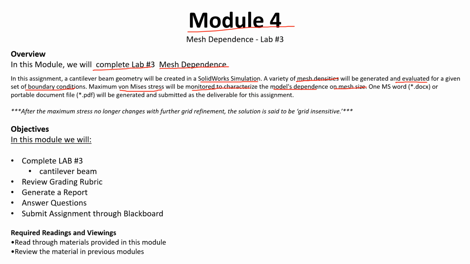Your deliverable for this assignment is going to be the same as before. I'm asking you to turn in either a Word document or a PDF document. A lot of times on Blackboard, it does seem like the PDF document works a little bit better when you're uploading it. You'll be generating that through SolidWorks, and that will be what you turn in as the deliverable for this assignment.